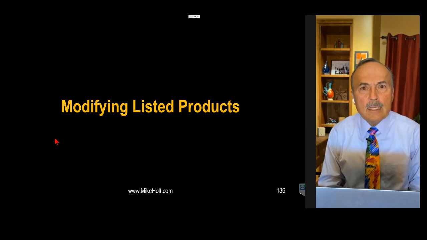How about modifying listed products? The question was, what about 100% breakers? I thought I just said that. So the person maybe asked that question before I explained it. That was a 100% rated breaker. You can do what? A 100 amp breaker rated 100%.